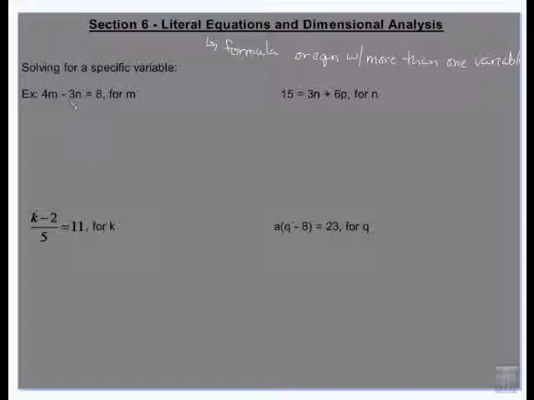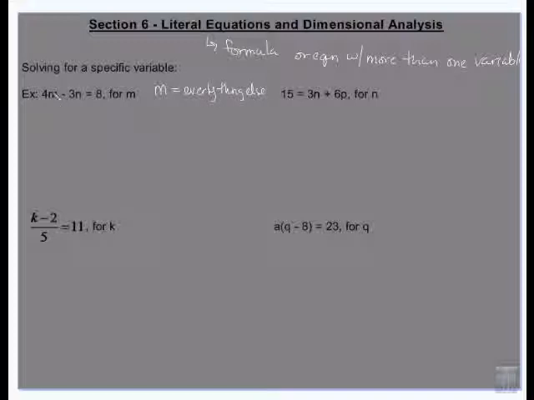If I say 4m minus 3n equals 8 and I want you to solve for m, that means I want it to be m by itself equals everything else. Everything has a y in it. So I want to get m alone.